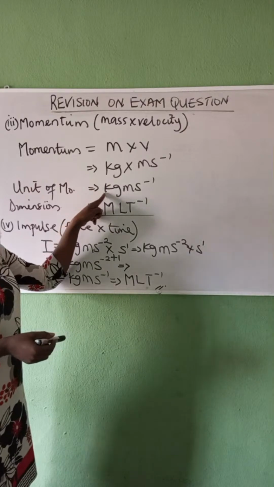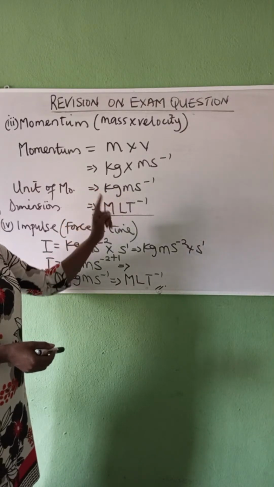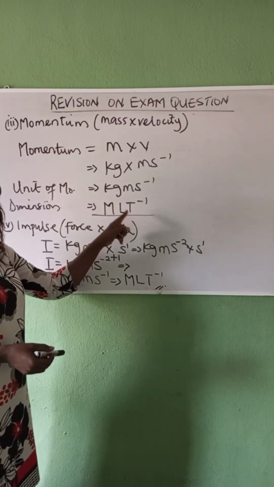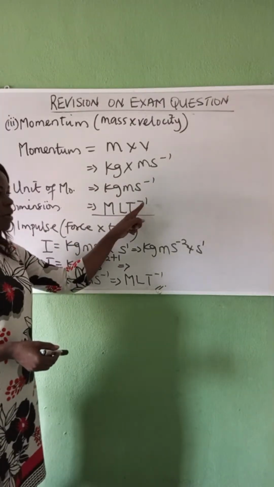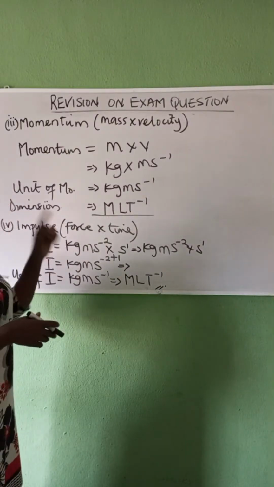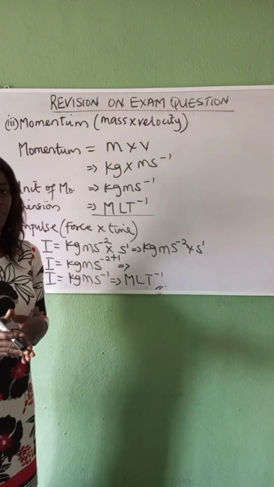Okay. Now with that being said, we move into dimension. This is kilogram, unit for mass. We're going to write capital M. This is meter, unit for length. We're going to write L. And this is seconds, unit for time. We're going to write capital T. I will now put back the power. That makes the dimension of momentum MLT to the power minus 1. Is that clear?